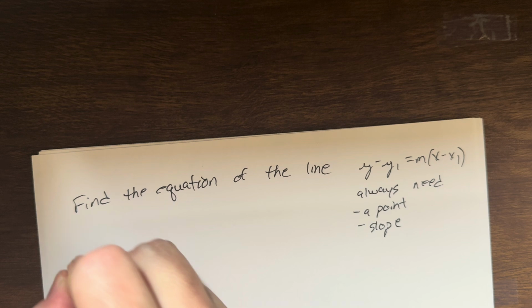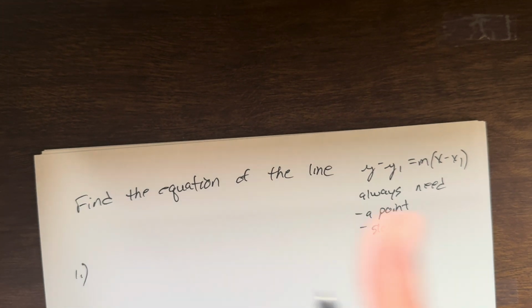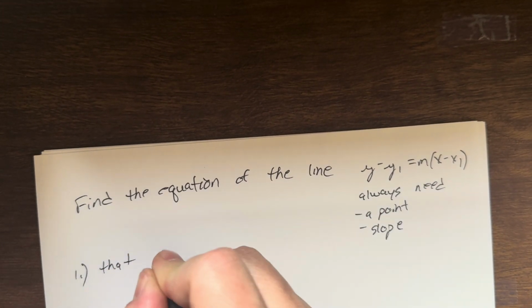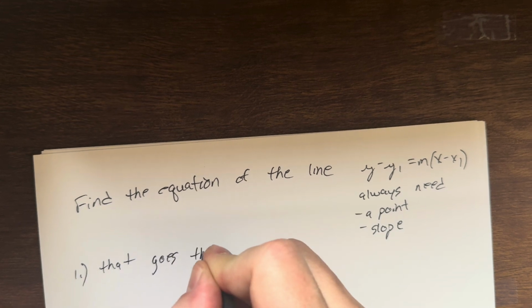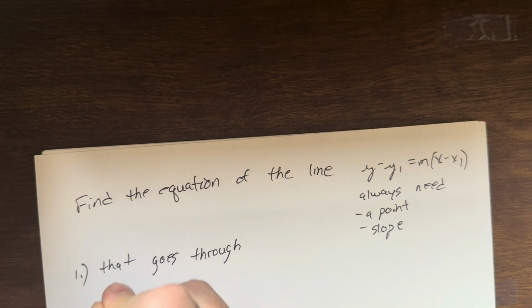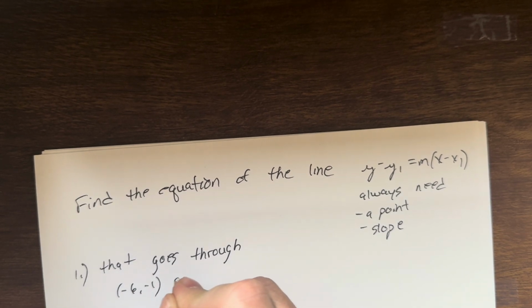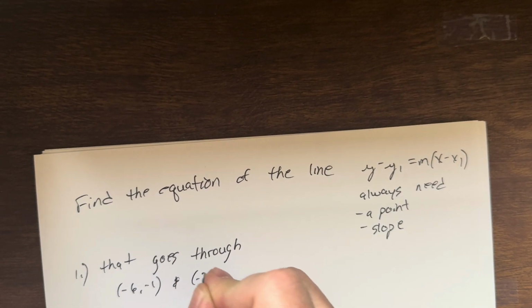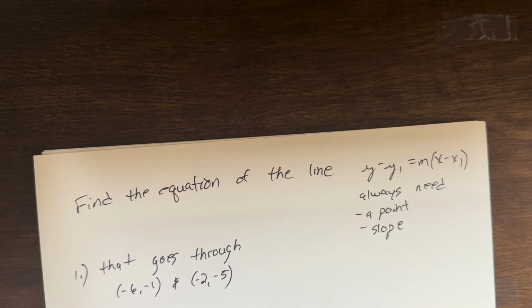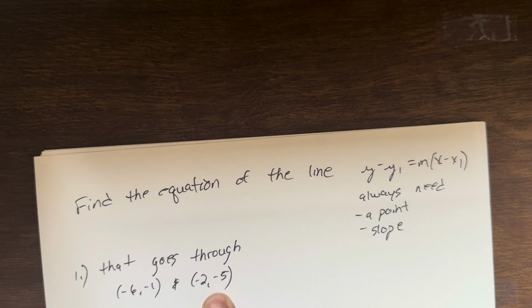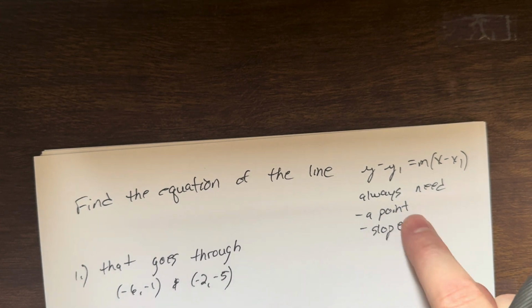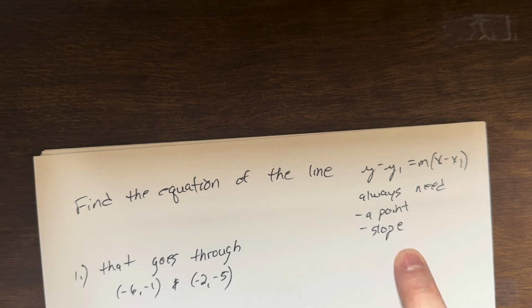So for problem number 1, let's find the equation of the line that goes through the points -6, -1, and let's go -2, -5. We're given 2 points. Well, we always need a point and a slope. I've got 2 points, so I definitely have that covered. But what about the slope?